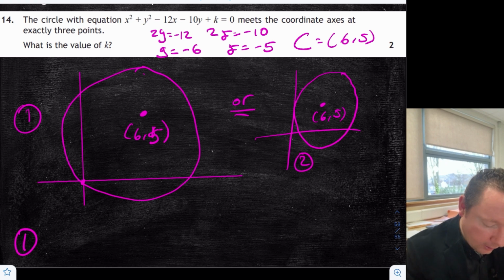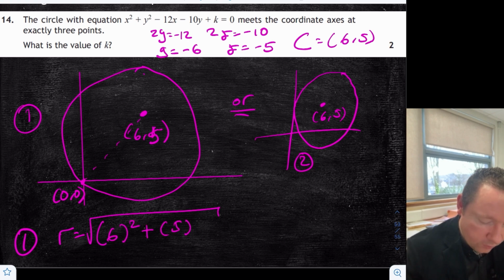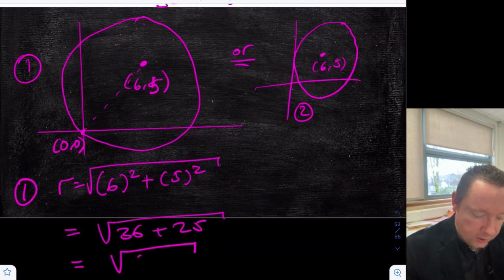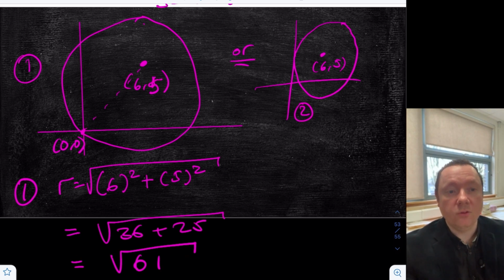So let's look at the radius. We know it has 0, 0. So the radius of this is just going to be 6 minus 0 squared, which is 6 squared, plus 5 minus 0 squared, which is 5 squared. 6 sixes is 36, plus 25. That's just the square root of 61. So in option 1, we just get the square root of 61. So we know our radius is the square root of 61.